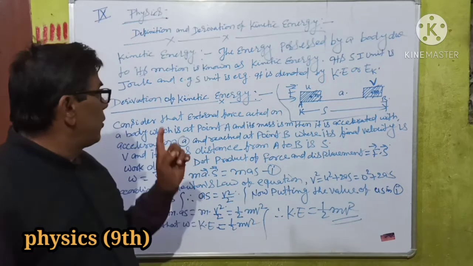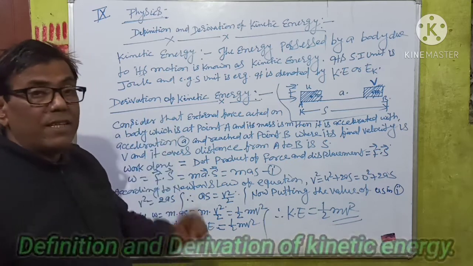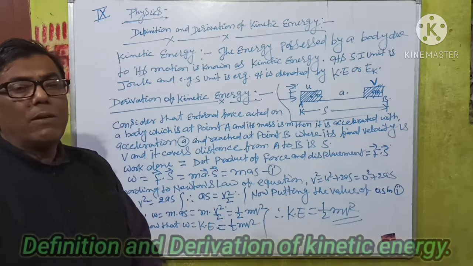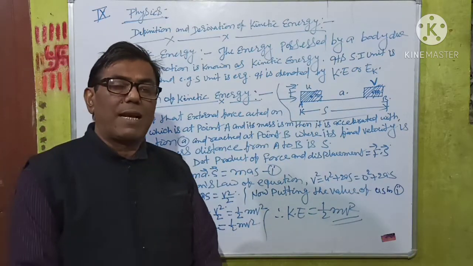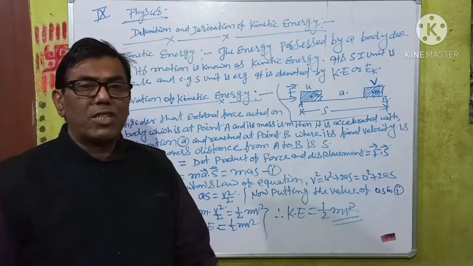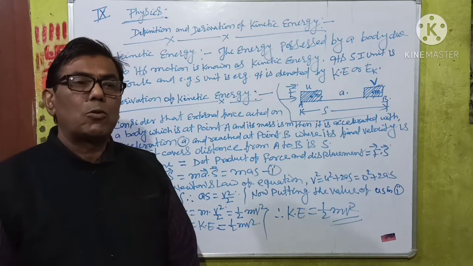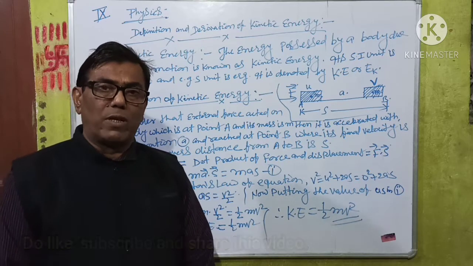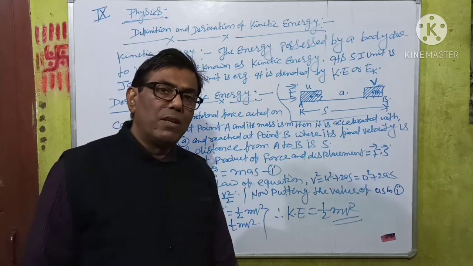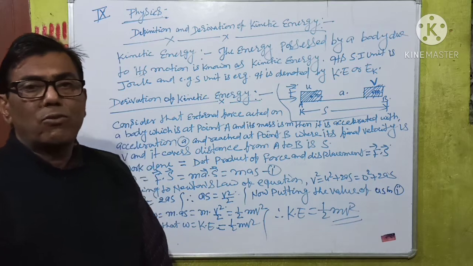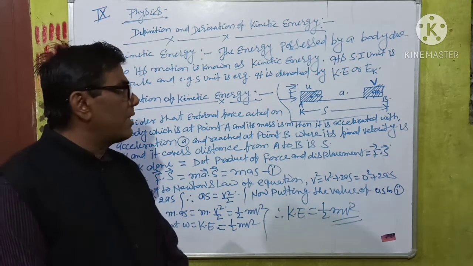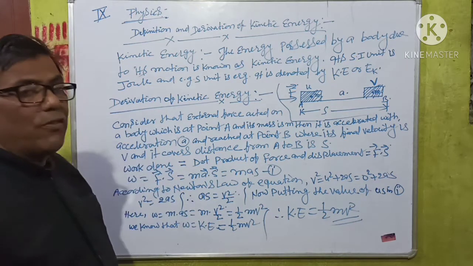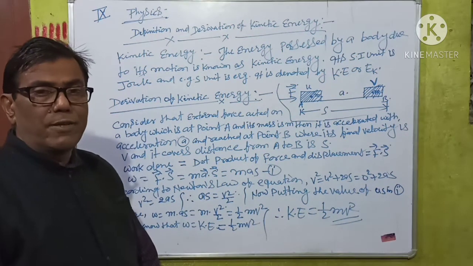Today I am going to teach you about the definition and derivation of kinetic energy. First of all, you should understand energy. The capacity to do work, or the ability to do work, is known as energy. Energy is also equal to the work done. Due to this reason, the SI unit of energy is joule and the CGS unit of energy is erg. Here we shall discuss the definition of kinetic energy.